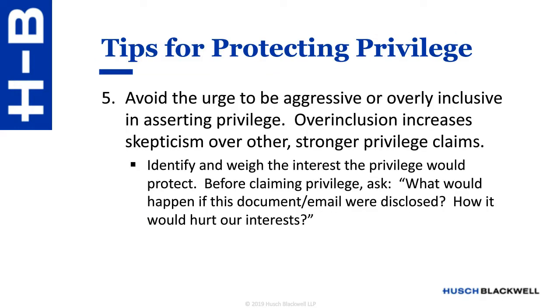Our fifth tip for protecting privileged communications is a general guidance rule to avoid being overly aggressive with privileged claims during discovery. In our experience, over-inclusion increases skepticism over stronger, more important claims. So when you're thinking about privilege, and this extends to when you're labeling communications, for example, ask yourself if disclosure would harm the company's interest in any significant way. And if not, consider whether you really need to identify that document as privileged or reserve that designation for a stronger claim where disclosure would really harm the company's interests.